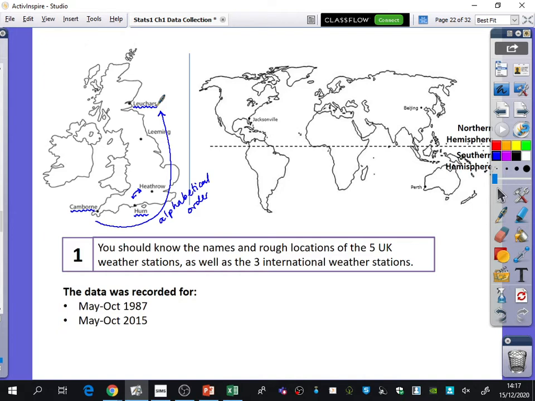And then we've got some different international destinations. You need to know a couple of things about this. Beijing, pretty obvious that Beijing is in China. Jacksonville, does anyone know where Jacksonville is? Florida. It is, it's in Florida.